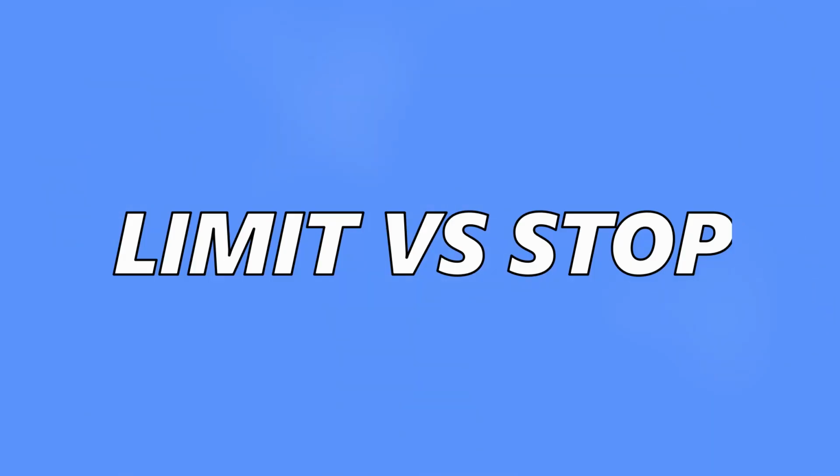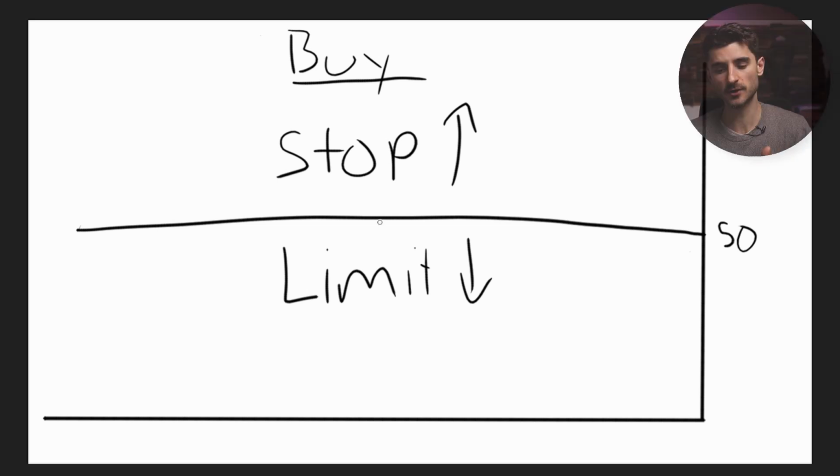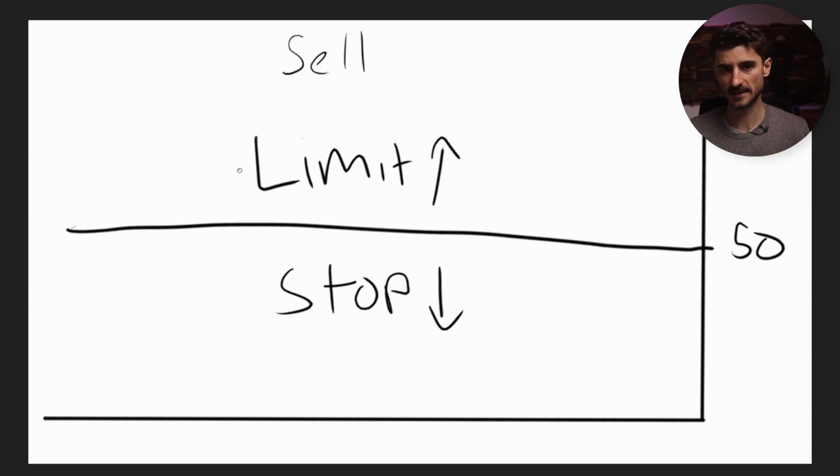To summarize this and to make it easier to remember, you can take a screenshot of this. Basically, when you're buying a stock, the stop order is anything above the price you set, and limit order is anything below it. And when you're selling a stock, it's the opposite. You're basically saying limit order is anything above your set price and stop order is anything below it. I think the easiest way to remember the sell part is that you want to stop your losses, so you don't want them to go too much down.